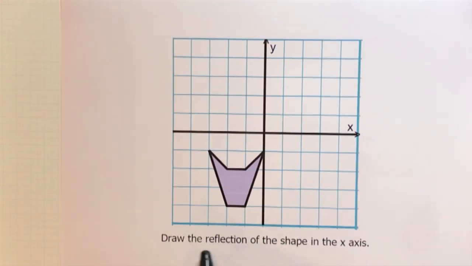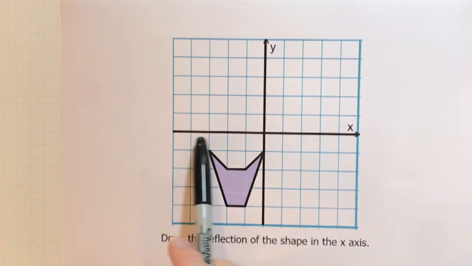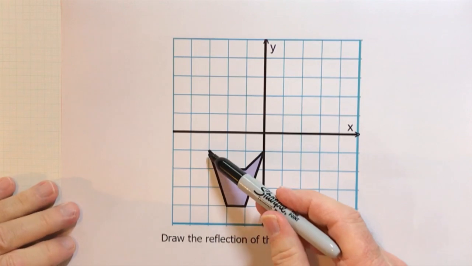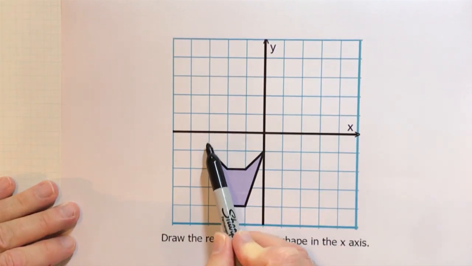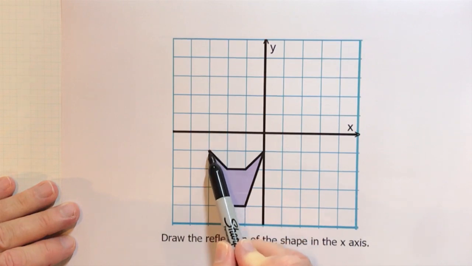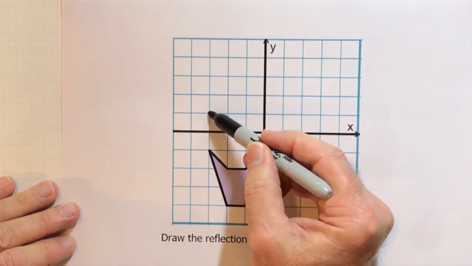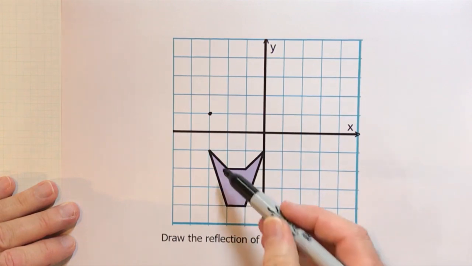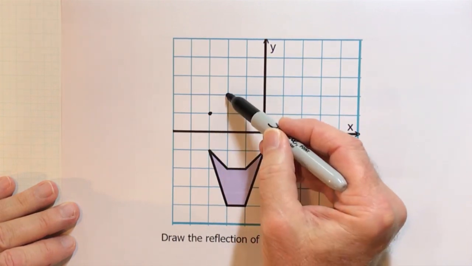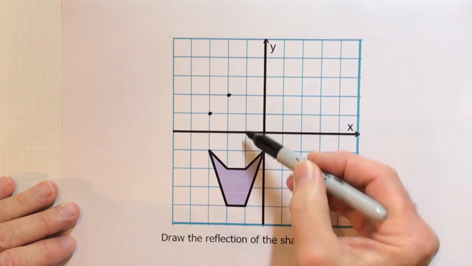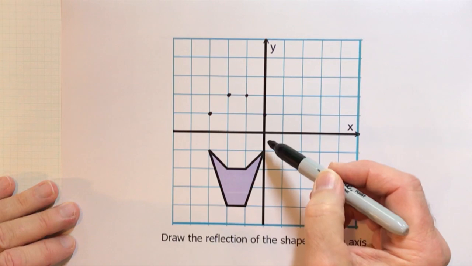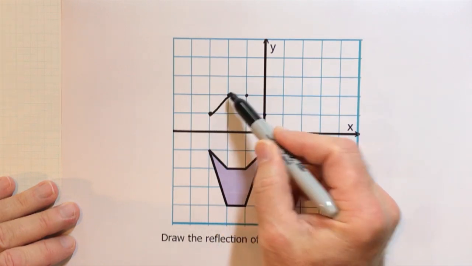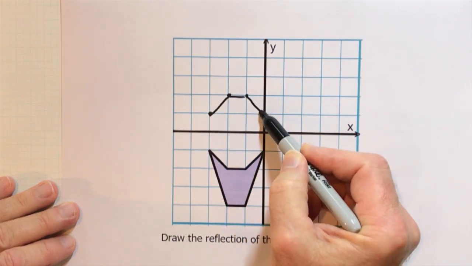This shape needs to be reflected in the x-axis. The x-axis is the horizontal axis here. So let's start at the top left. This point here, if we go straight up to the mirror line, it's exactly 1 square below it, so the reflection is going to be 1 square above it. This one, 2 below, will go 2 up. This one, 2 below, will go 2 up. And this one, 1 below, so we'll go 1 up. So already I've got part of my reflected shape here.